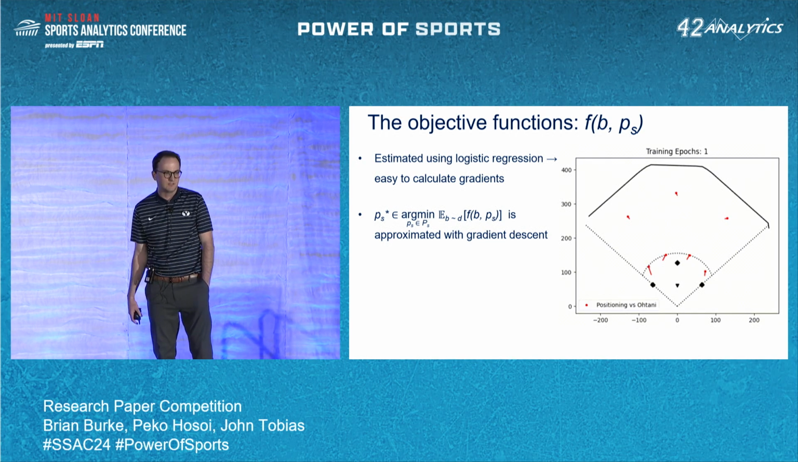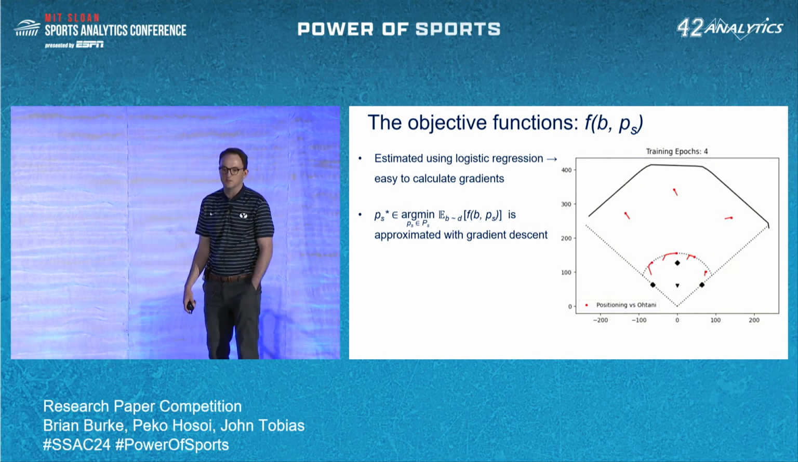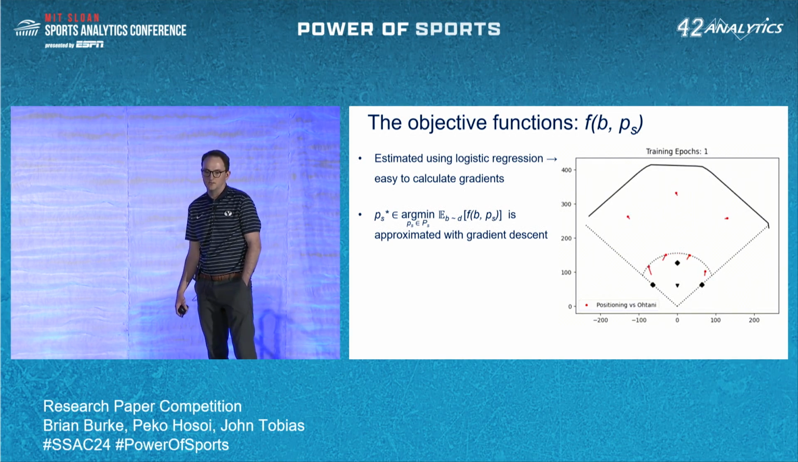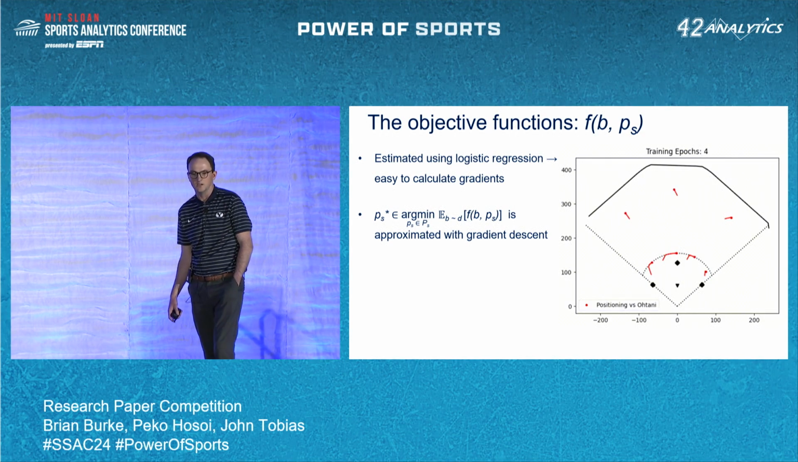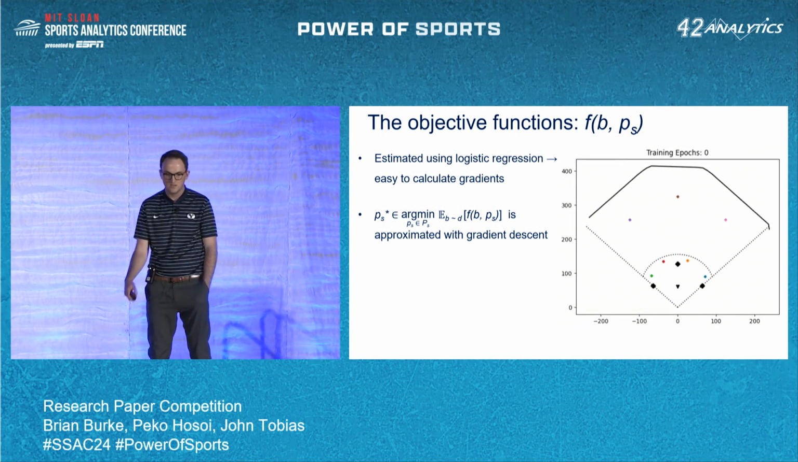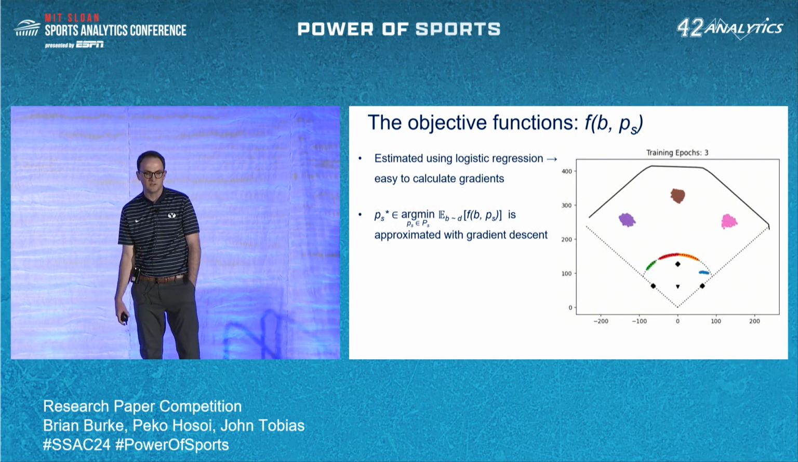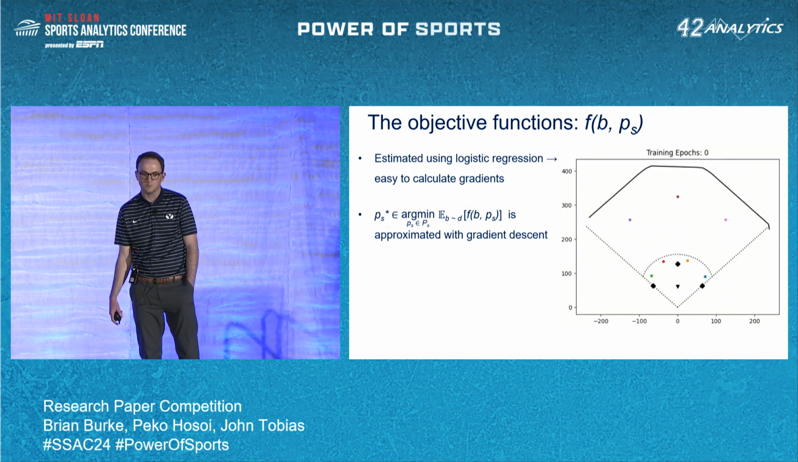And this is what that looks like when we run it on Shohei Ohtani. So you can see how the positioning strategy evolves as gradient descent runs for Shohei Ohtani. And then if we run it on all 2023 hitters, this is what it looks like. Again, gradient descent is evolving our positioning strategies for every hitter.